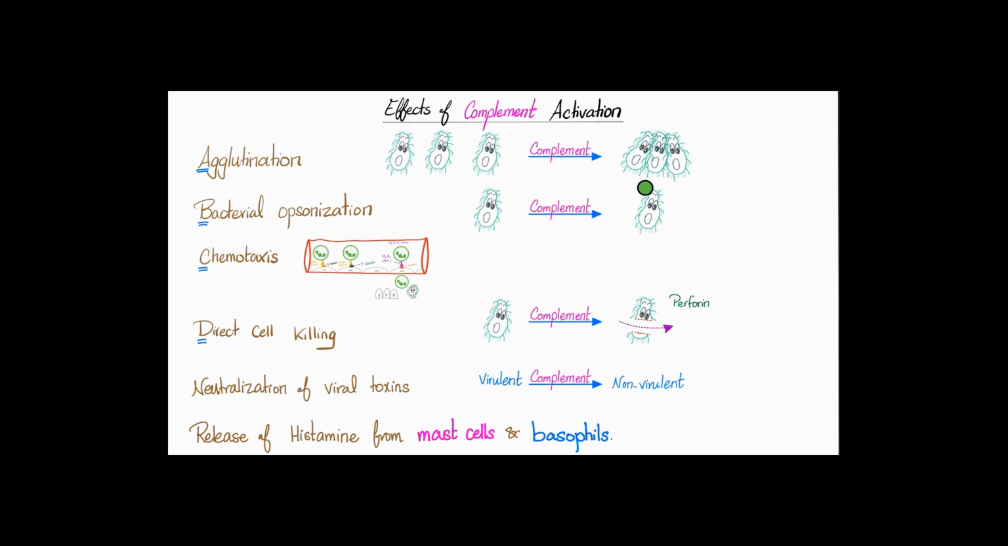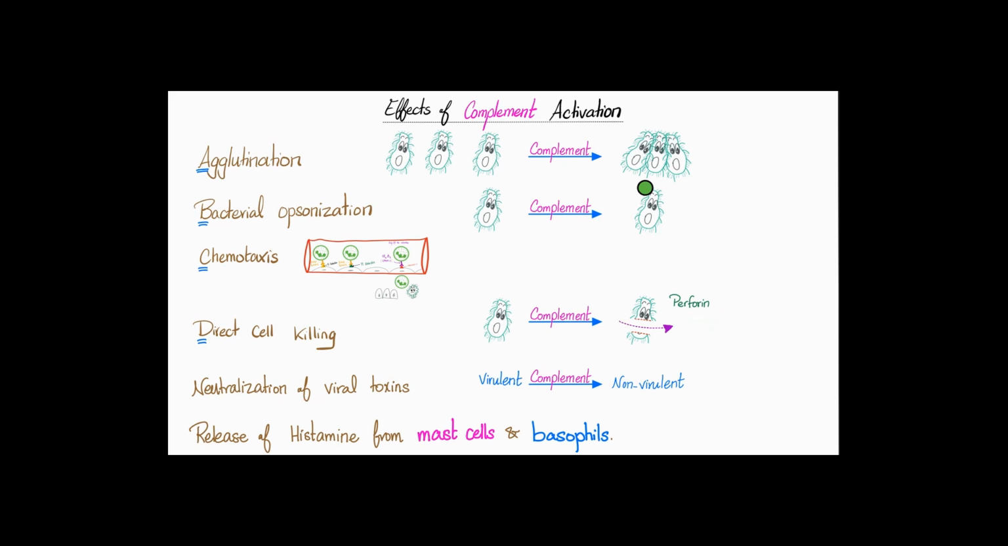Next, we have chemotaxis. Remember the story of the chemotaxis? That's right. Complement will help chemotaxis of neutrophils. Direct killing of the bacteria. And usually the complement adds a hole in the bacteria. Well, this has been destroyed. And the hole is called perforation. That's why the protein is called perforin. If it ends in IN, it's usually a protein.